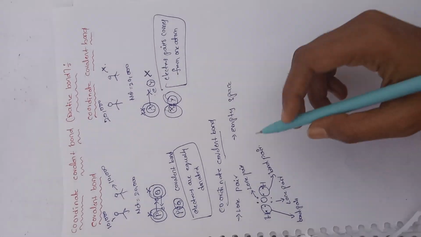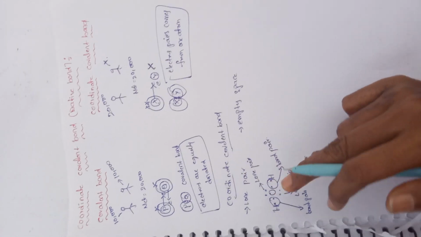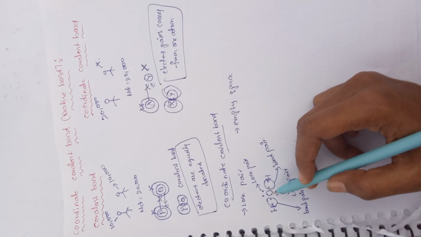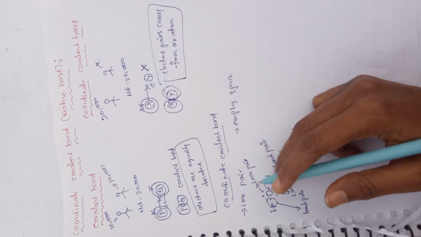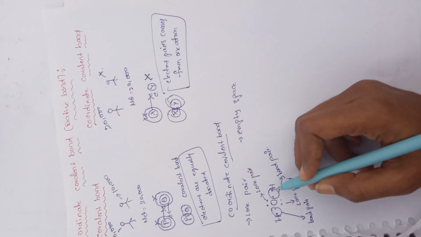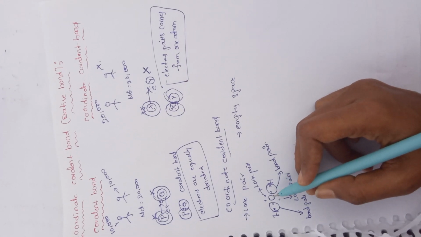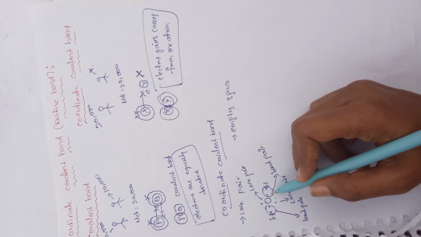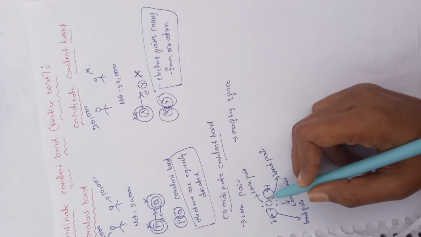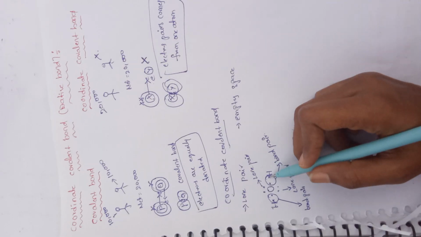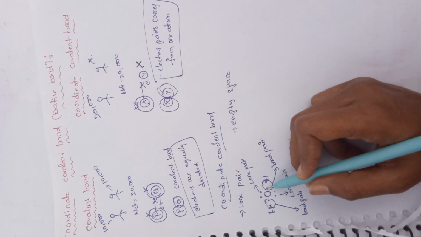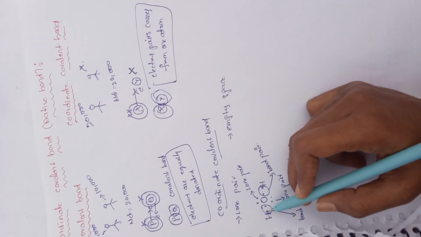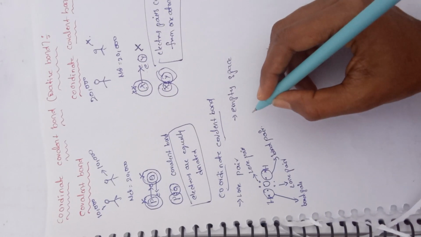So when hydrogen and oxygen share one electron each, they form the covalent bond. Oxygen has 1 electron and hydrogen has 1 electron. They share the electrons and form a covalent bond, and this also forms a covalent bond. So listen carefully.